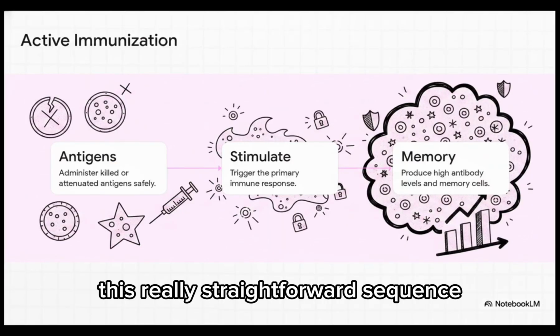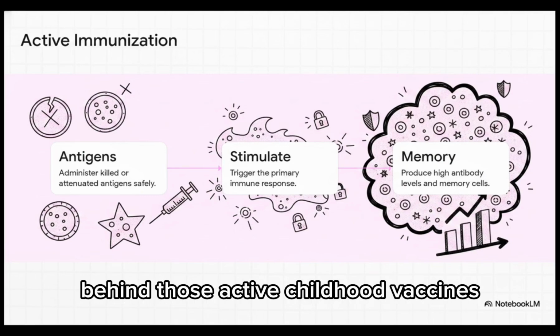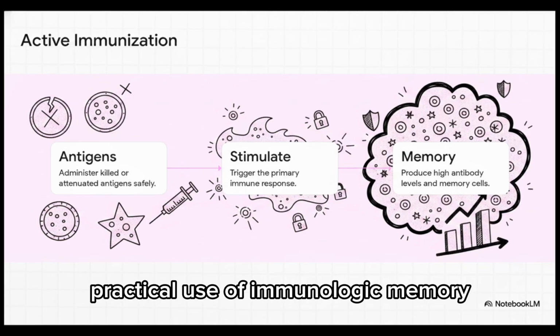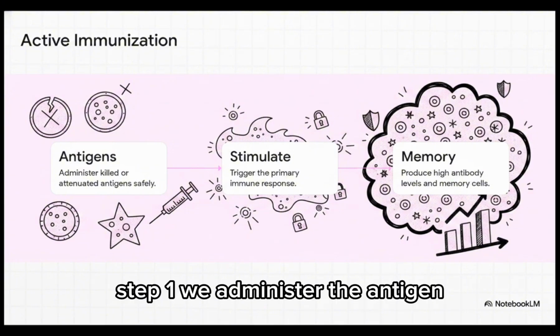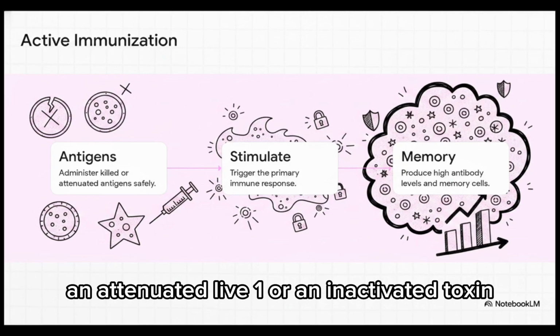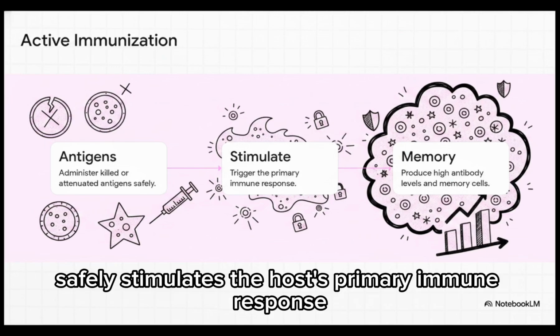This really straightforward sequence maps the exact biological mechanism behind those active childhood vaccines, and it perfectly illustrates the brilliant practical use of immunologic memory. Step 1, we administer the antigen. This could be a killed organism, an attenuated live one, or an inactive toxin. Step 2, this relatively harmless mimic safely stimulates the host's primary immune response.